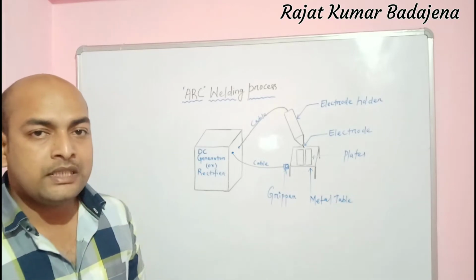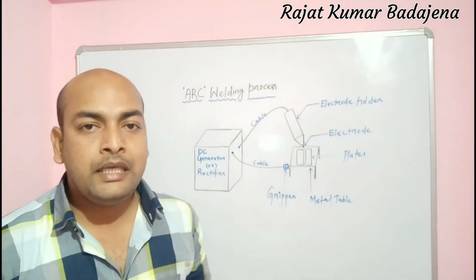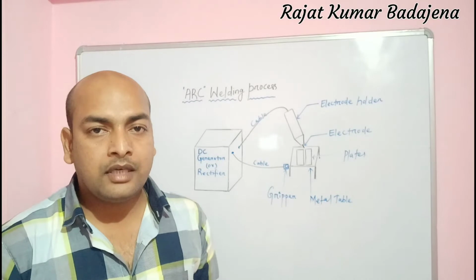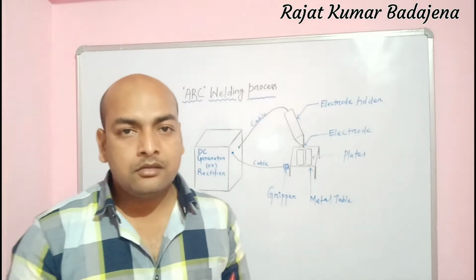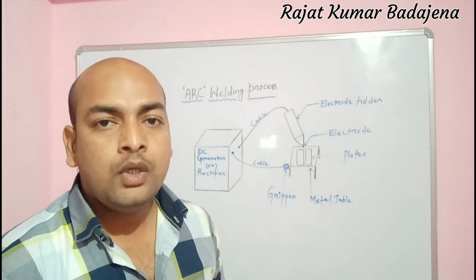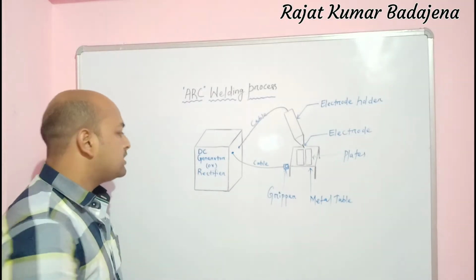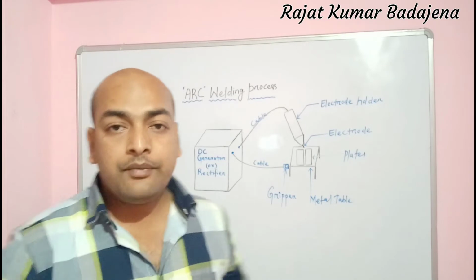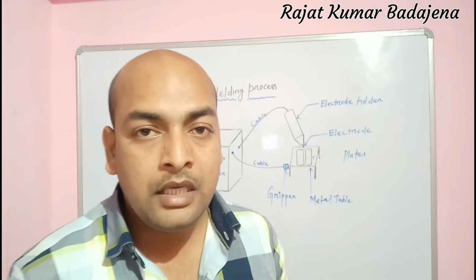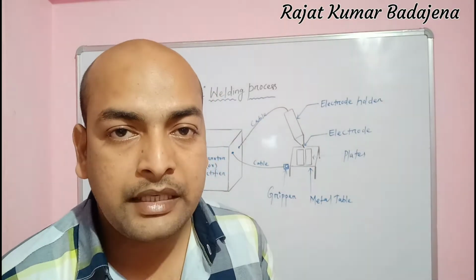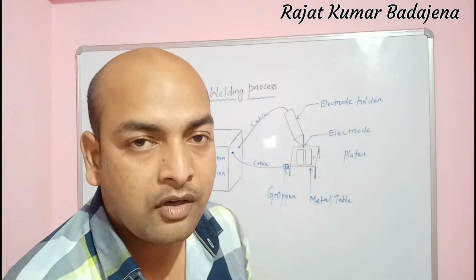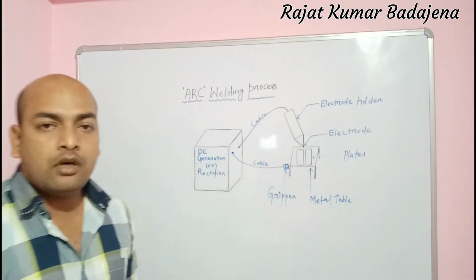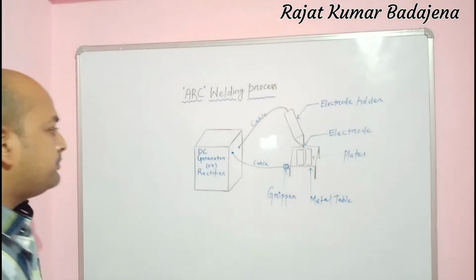If there is no DC supply, the supply will be AC, alternating current. So the alternating current will be converted into DC. All these functions are performed by this rectifier. So we can say a rectifier is a device that converts AC to DC, because we need direct current for the arc welding process, or the electric arc welding process.